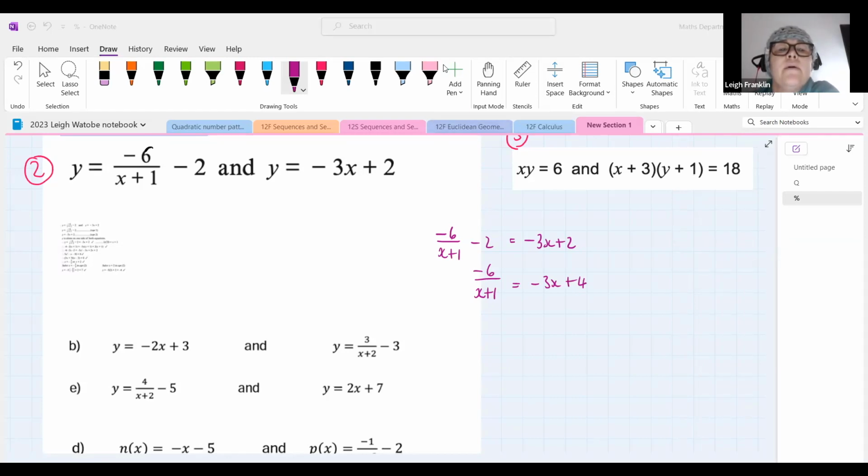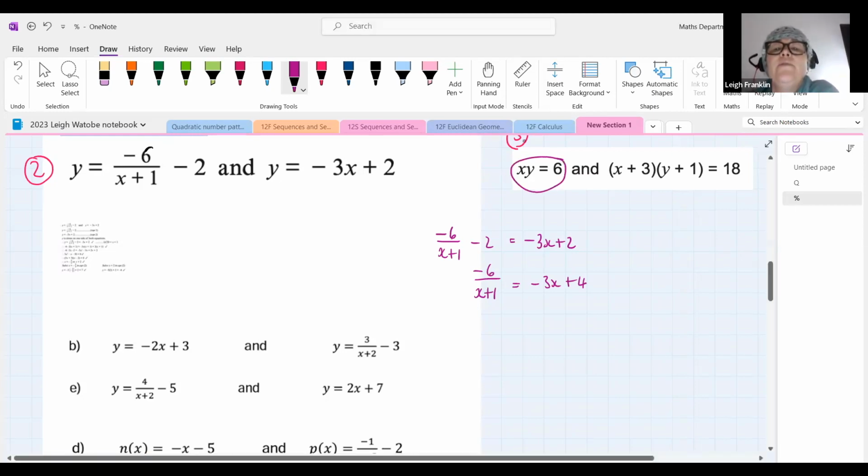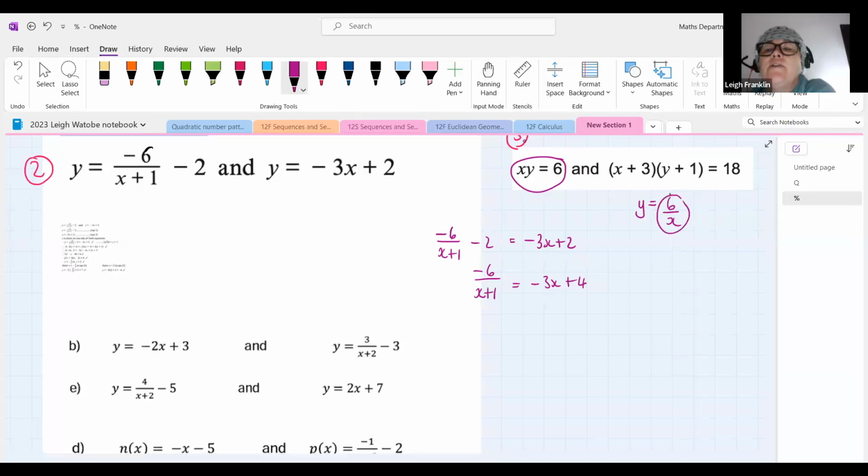Shantae, what you would have actually done, if I'm pronouncing your name correctly, is over here with this one, you would have made either x or y the subject of the formula. So if you make y equal to 6 over x, then what you've got to do is take that and go and substitute that in there where the y is. Okay. All right, we'll come back to that one.